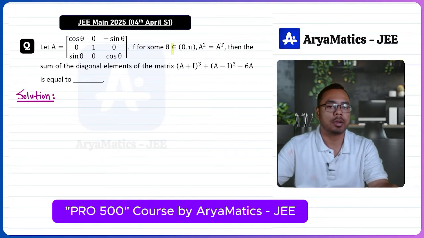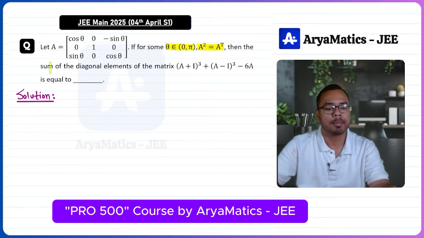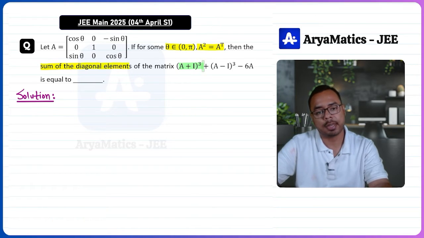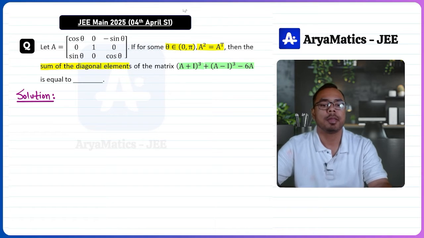Let A be this 3 cross 3 matrix, and for some theta belonging to 0 to pi, A square is same as A transpose. Then we have to find the sum of diagonal elements of this matrix A plus I raised to 3 plus A minus I raised to 3 minus 6A.